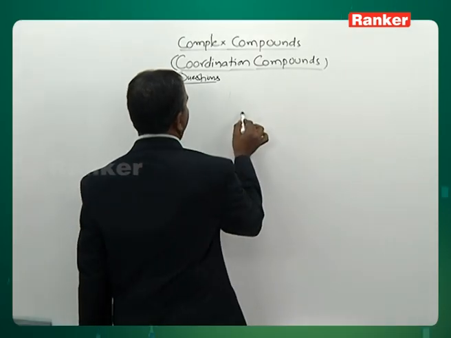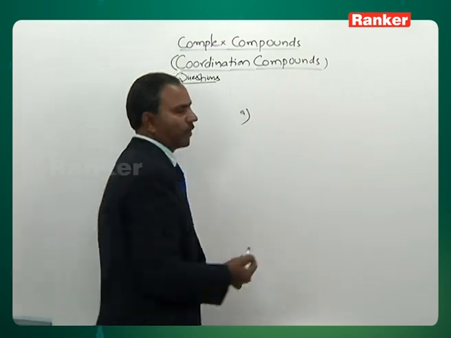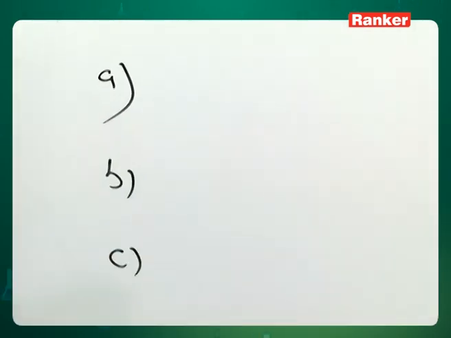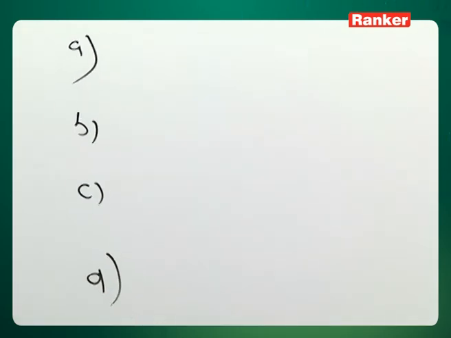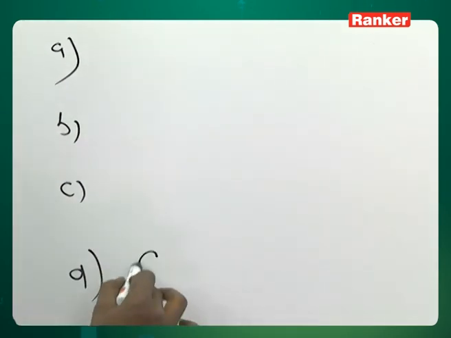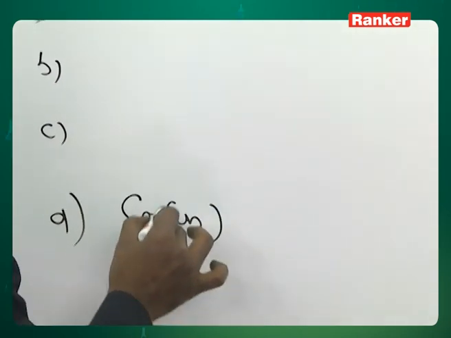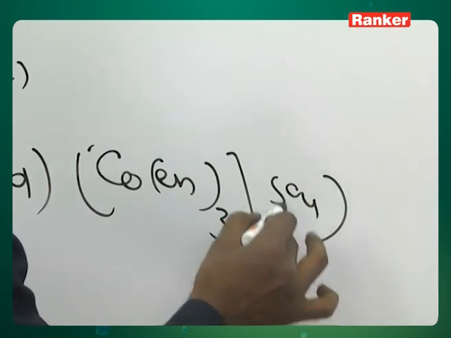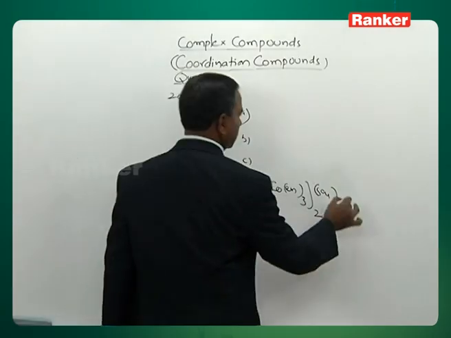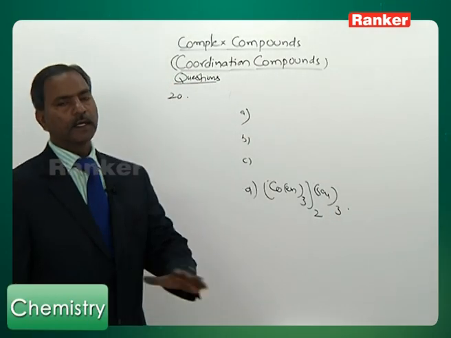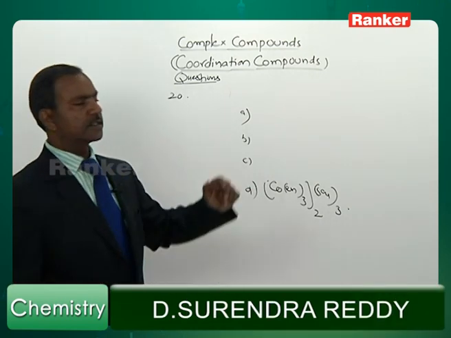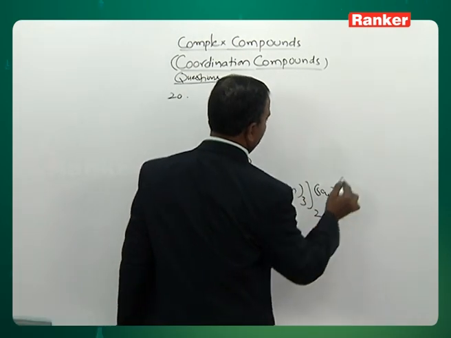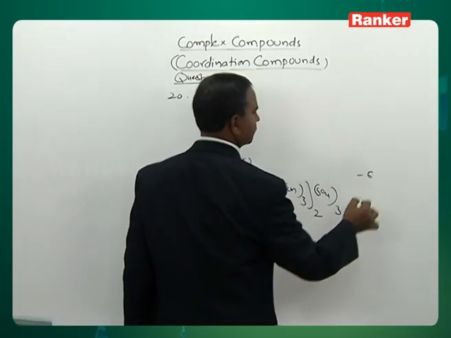Now, see, option A, option B, option C, option D. Let us see the last option only, I write it: [Co(en)3]2(SO4)3. Here you have to check the oxidation number of cobalt, plus 3. So how many sulfates are there? 3. 3 into -2, that is -6 charge.